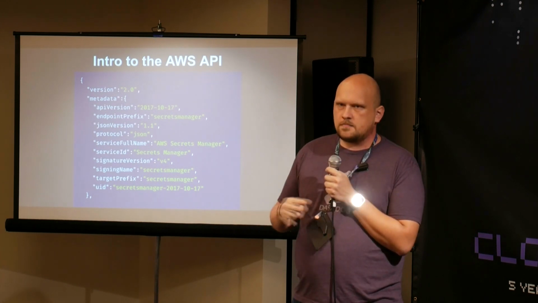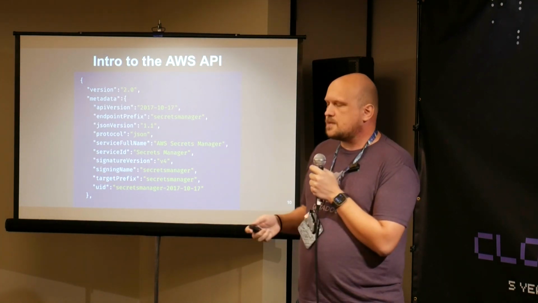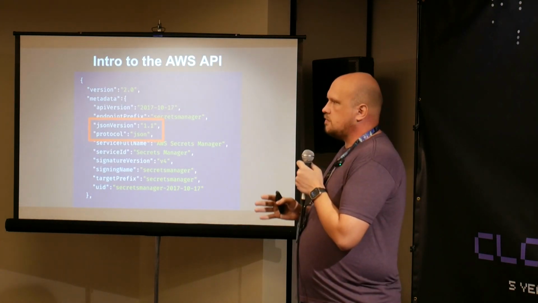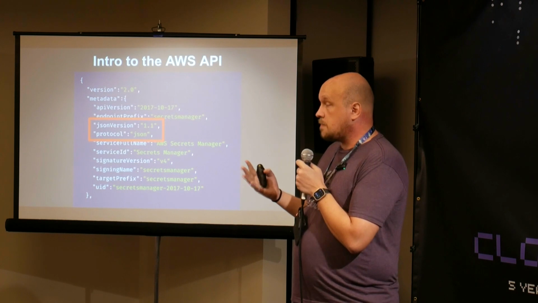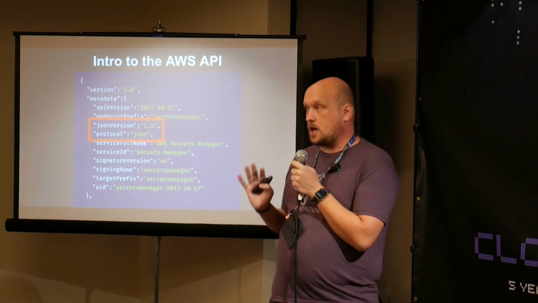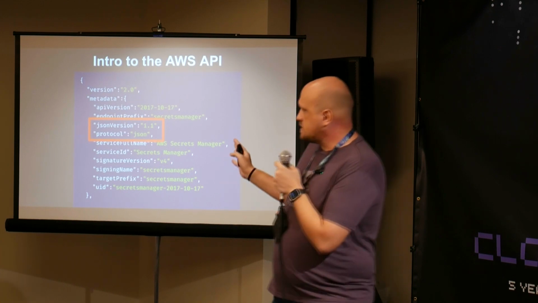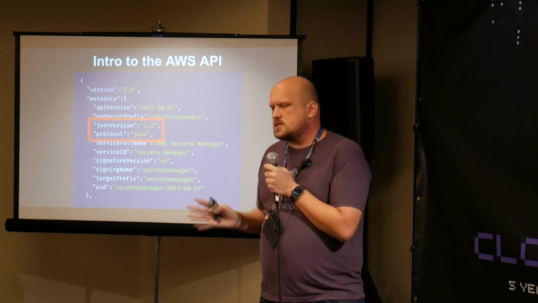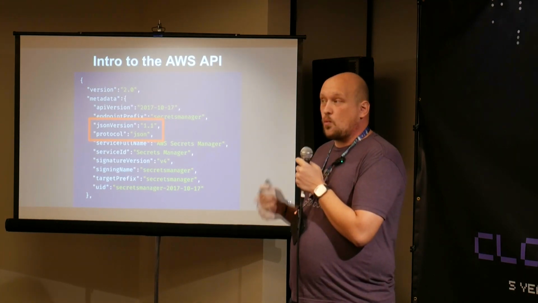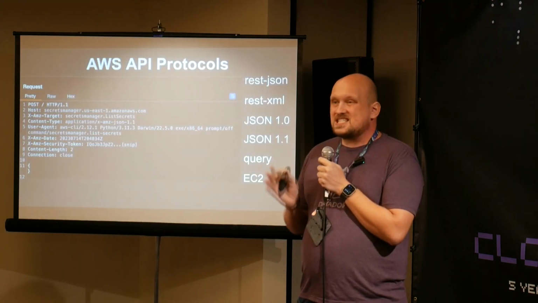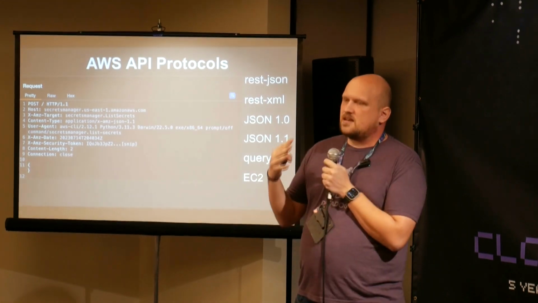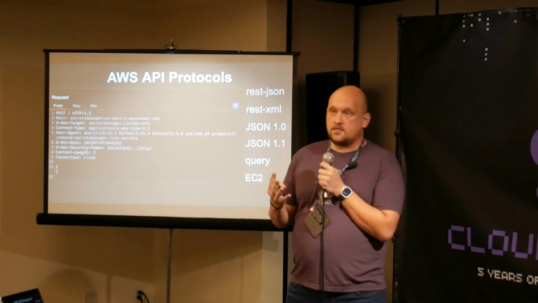For our purposes today, by far the most important part is something called the protocol. The protocol of an AWS API is essentially the format by which the client will serialize requests so they can be properly deserialized on the server. And as we can see here, Secrets Manager uses the JSON protocol, specifically JSON version 1.1. There are 6 possible protocols currently in use by the AWS API. And again, this is simply the format of the request.